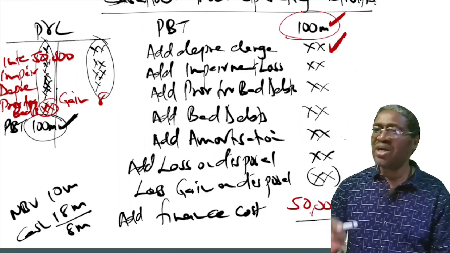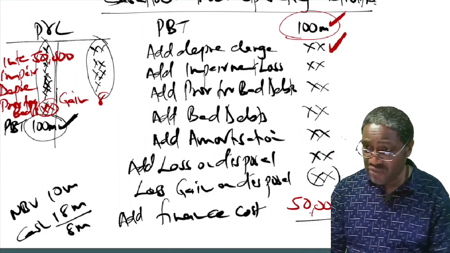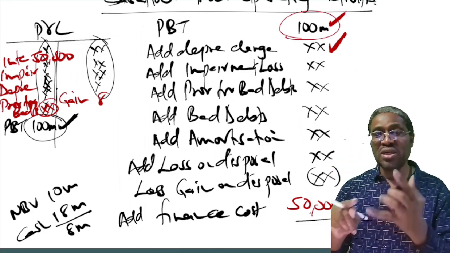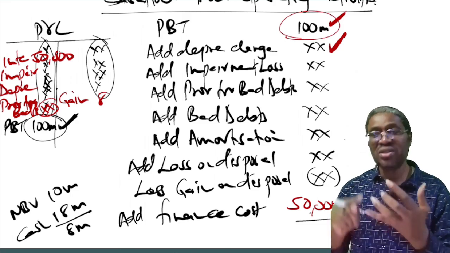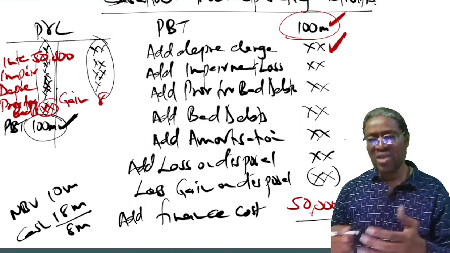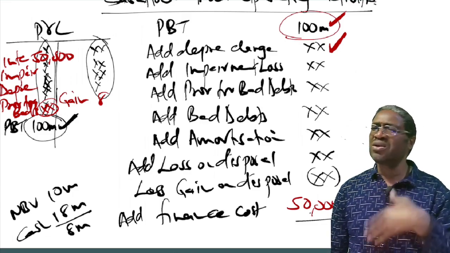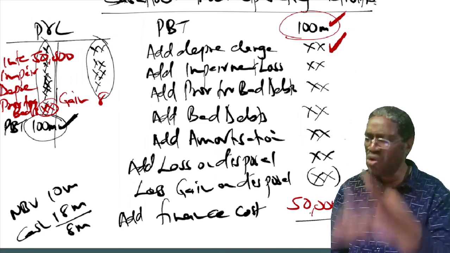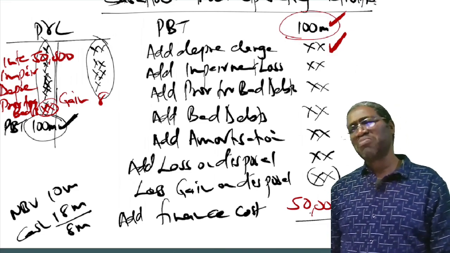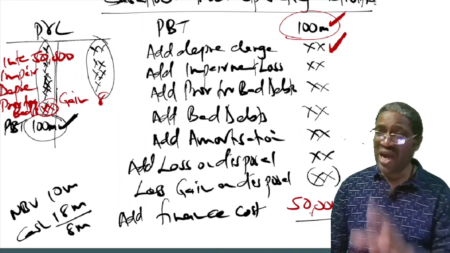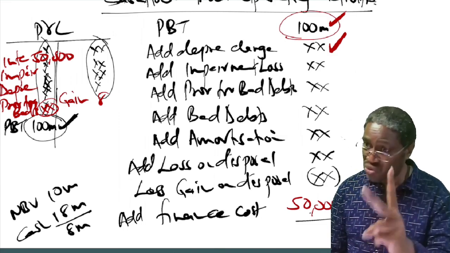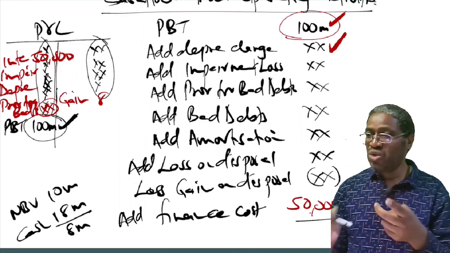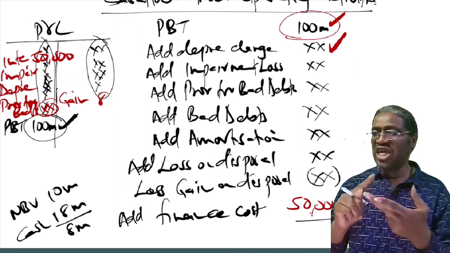What you will do, and even for what you will do in the future, 2 of the non-cash items will never miss: depreciation charge and the finance cost. For the others, like impairment, loss, provision for bad debts, amortization, loss on disposal, those others may be there or not there as per the question. These 2, don't forget, never miss. Which one? Depreciation, finance cost.